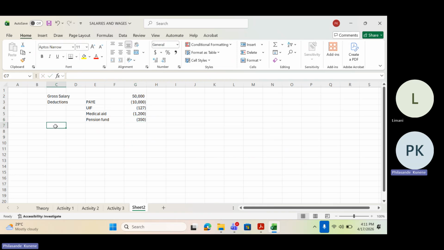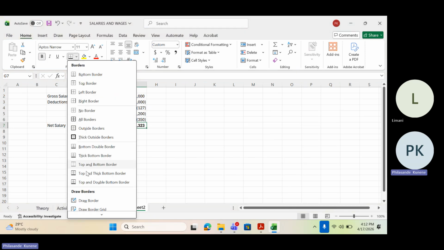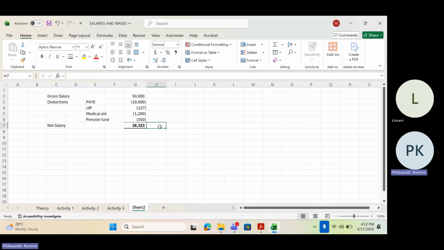Okay. Then your net salary will end up being how much? We're going to take 50,000 minus 10,000 minus 127 minus 1,200 minus 350. You end up left with about 38,000. Can you see? That is going to be your net salary. This is the amount that is paid into the employee's bank account. You can see here that you're earning 50,000 rands, that is your gross salary, but what comes to your bank account is 38,000.